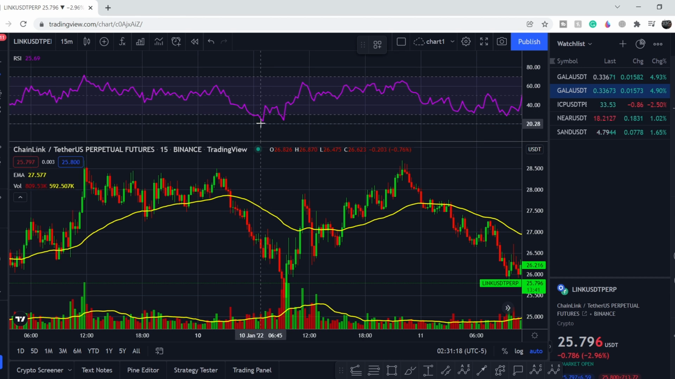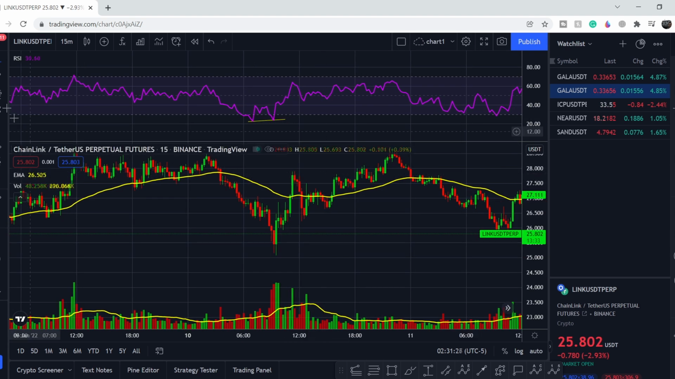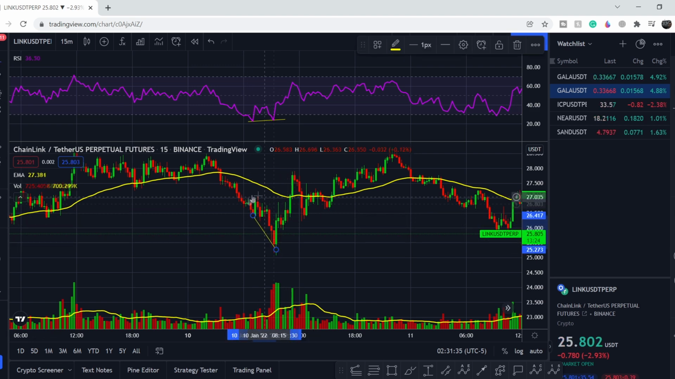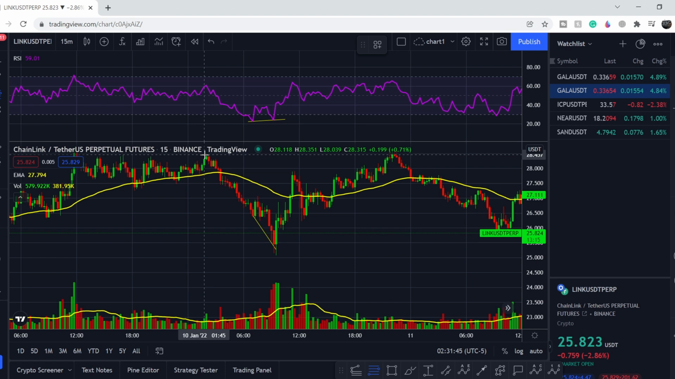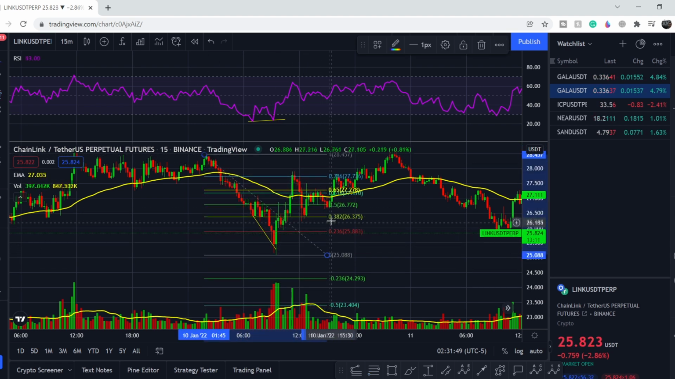As you can see right here, we have higher low on RSI, and at the same time we have lower low on a price action. This low and this low. And when you see this type of pattern, you can pull the Fibonacci retracement tool from this top, from this swing top to this bottom, and your price target should be at the 0.382 Fibonacci retracement level.